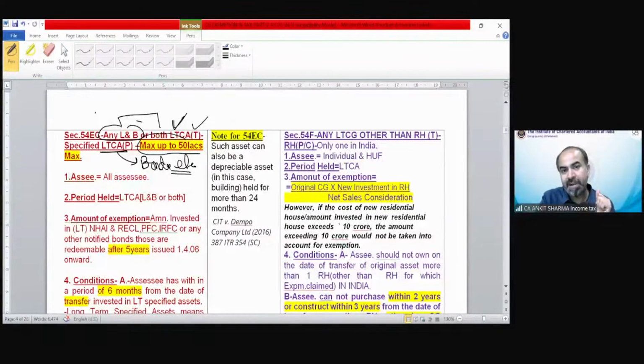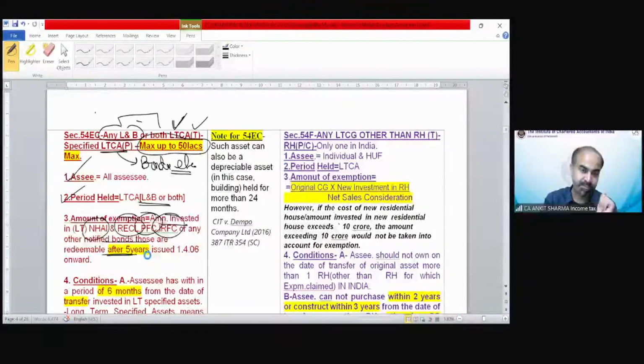So there are some specific bonds and debentures we have to purchase, while we transfer land and building, an immovable long-term capital asset. The exemption limit is a maximum of 50 lakhs. So there are only three cases in which an exemption restriction exists: 54, 54EC and 54F. Assessee: all assessees. Period: long-term. Asset: land, building or both. Amount of exemption: amount invested in a specified asset. The specified assets are NHAI bonds, RECL bonds, PFC, IRFC, or any other notified bonds. The redemption time should be after 5 years. What are the full forms of these bonds? We have the full forms of these bonds.